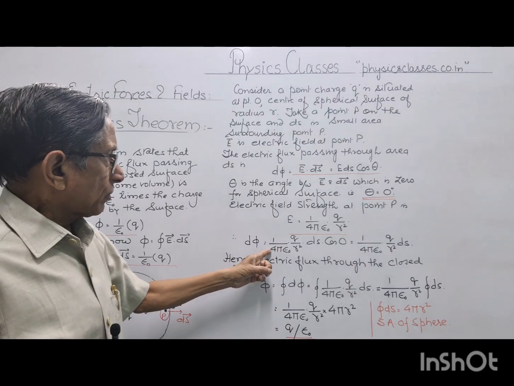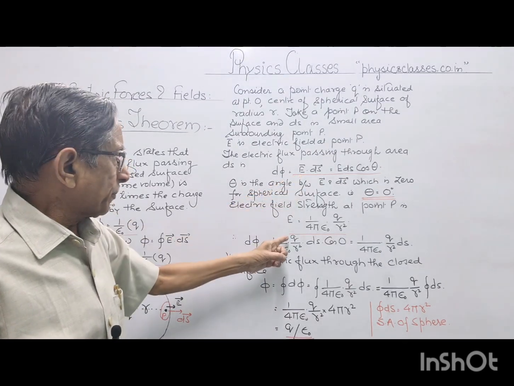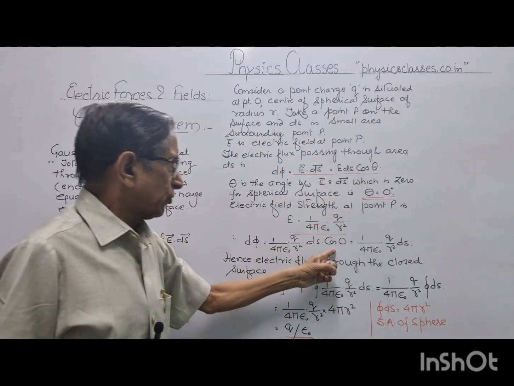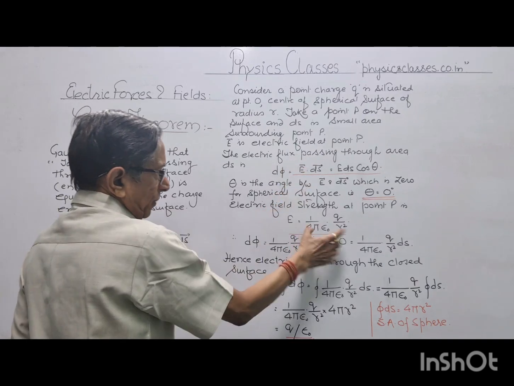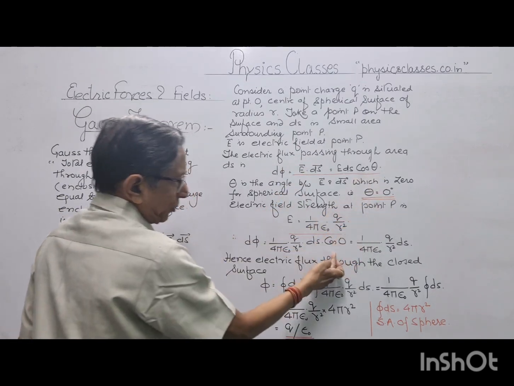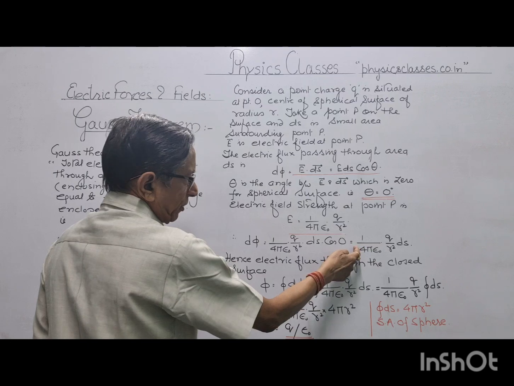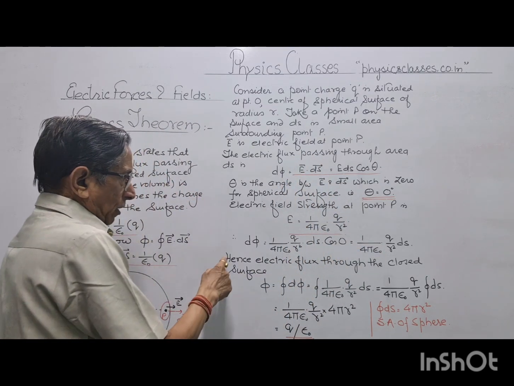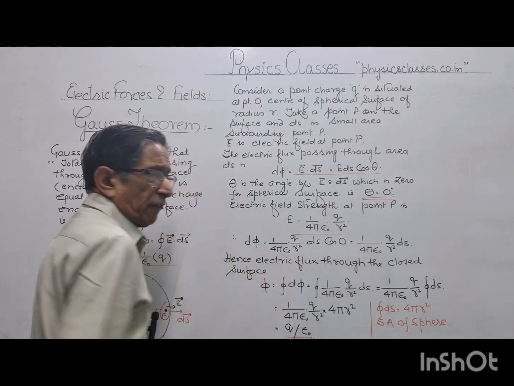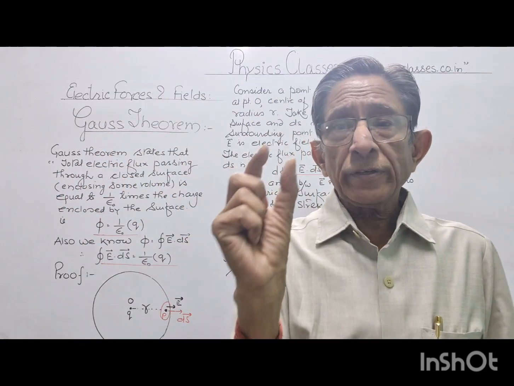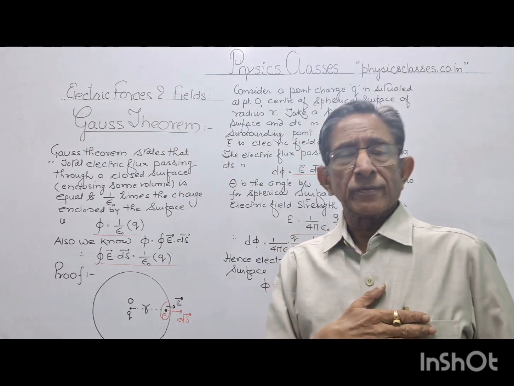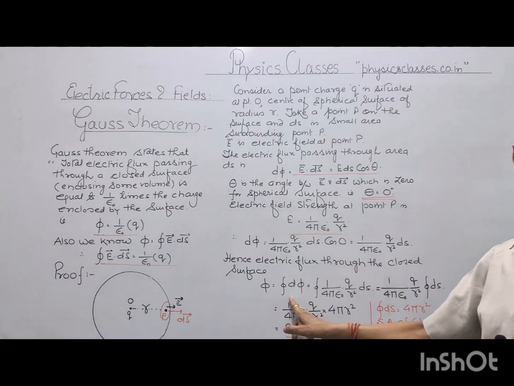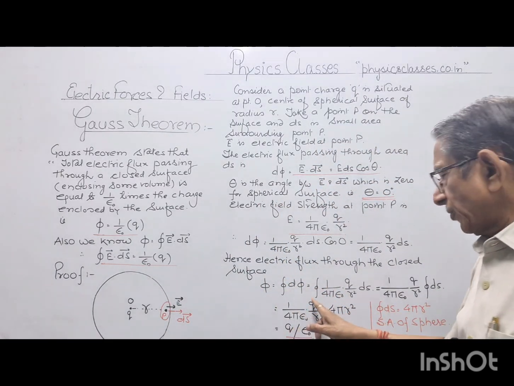d phi is equal to E dS cos theta, in which I have substituted the value of E, and theta is 0. E is replaced by this expression and theta is written 0. Cos 0 is 1. So it remains 1 upon 4 pi epsilon naught q upon r square dS. This d phi is the electric flux we have calculated to pass through a very small area dS. We have to calculate the electric flux through the whole surface. That's why I shall integrate it. Phi is equal to integral d phi.